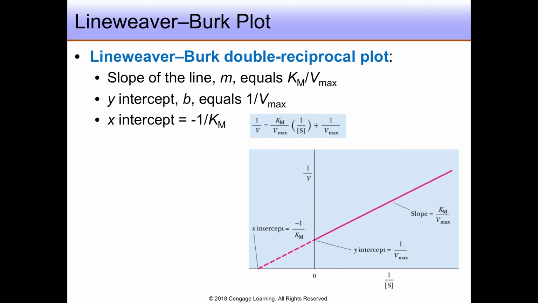We can plot 1 over velocity versus 1 over substrate concentration at multiple substrate concentrations. Then we can do a line of best fit from which we can derive our kinetic constants. Although we now have more accurate ways of determining these values, this type of double reciprocal plot is still used to demonstrate enzyme kinetics. We will find it a useful tool when we begin to look at enzyme inhibition patterns.